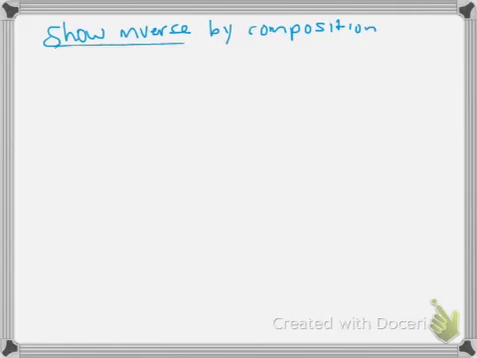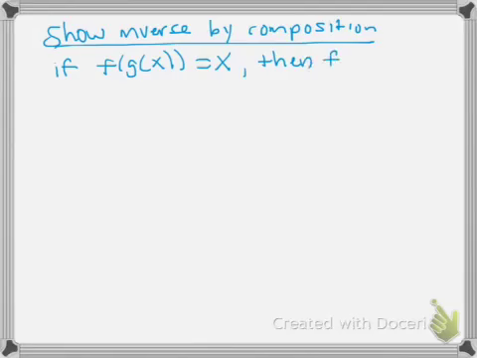The last thing we're going to do is show inverse by composition. If two functions are inverses of each other, then when we compose them, we're going to get x. So we're going to give ourselves a little definition. If f of g of x equals x, then f of x and g of x are inverses.